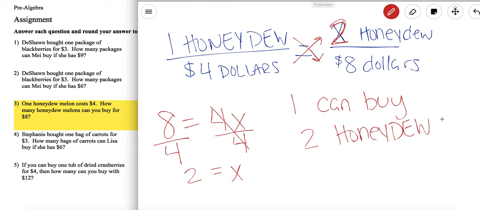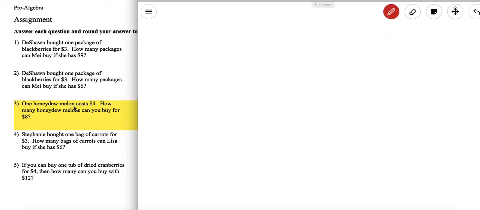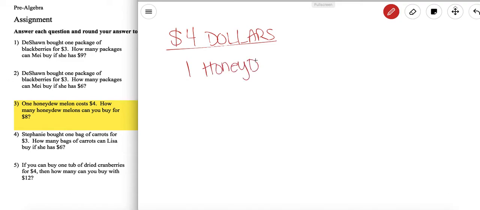Now remember what I told you before. It doesn't matter where you place each, as long as honeydews are on the same line and dollars are on the same line. So I'm going to show you how to do this problem all over again. But what if this time you want to put the money on top? So let's read this again. 1 honeydew costs $4. What if you want to say $4 over 1 honeydew? Okay, now remember before, we had honeydew on top and dollars on the bottom, but it's okay. We can have it like this.